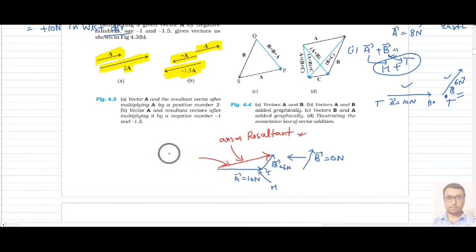Now we have to measure its length. Remember, the question is not over. We have to measure its length and its direction also we have to look at. Its length will give the magnitude of A plus B, and the direction will give the direction of the new vector, that is A plus B.